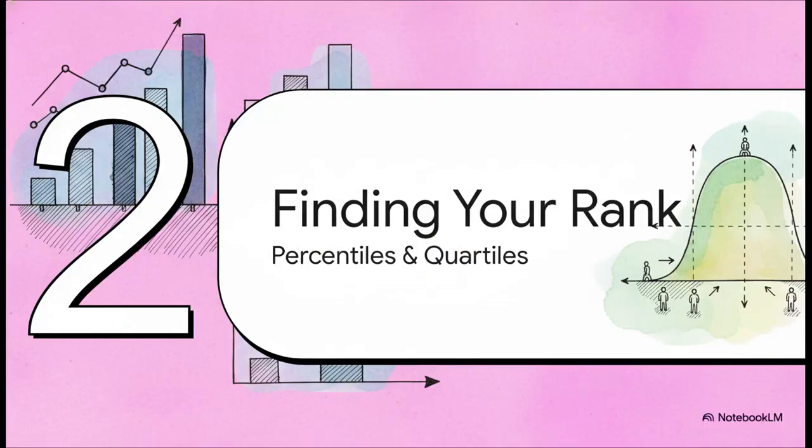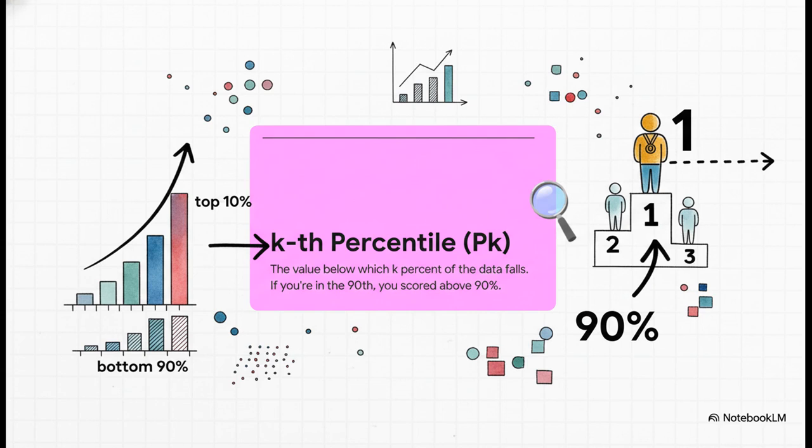So we figured out how to compare people across different groups. That's huge. But what if you just want to know where you stand within your own group? Well, for that, we need our next set of tools, percentiles and quartiles. I'm sure you've heard of percentiles before. If your exam score is in the 90th percentile, that does not mean you got a 90% on the test.